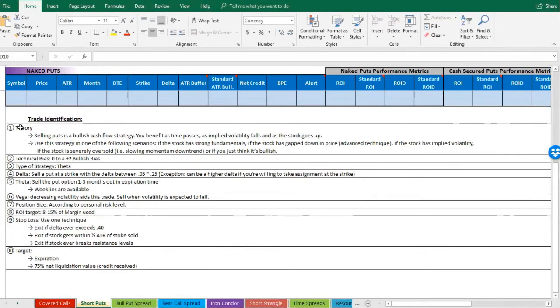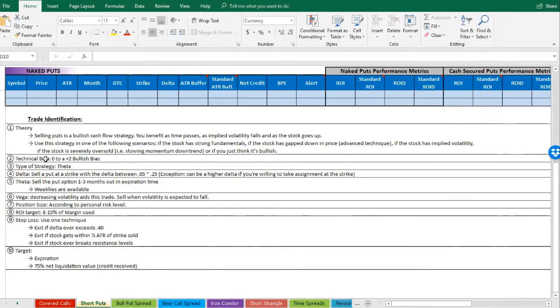The theory behind a naked put is to sell a put on a bullish stock, or a neutral stock, that you want to make some money on. Kind of like the example with all these, we're willing to buy those stocks, and by being willing to buy them, they're going to pay us for that. We want to have the stock with strong fundamentals. We want to have it in a certain technical condition, or if we're just bullish on it.